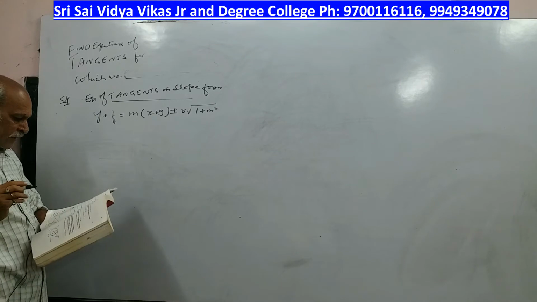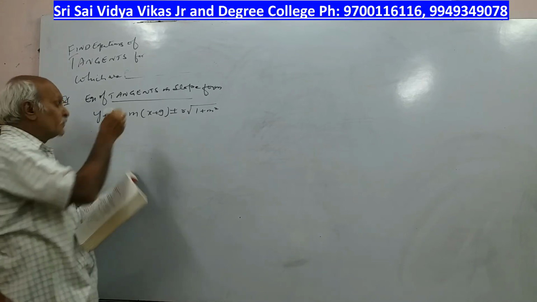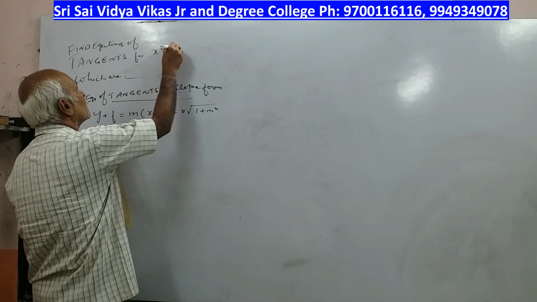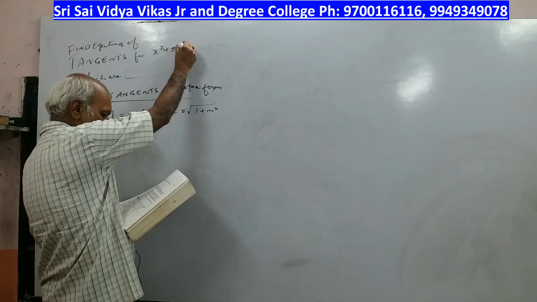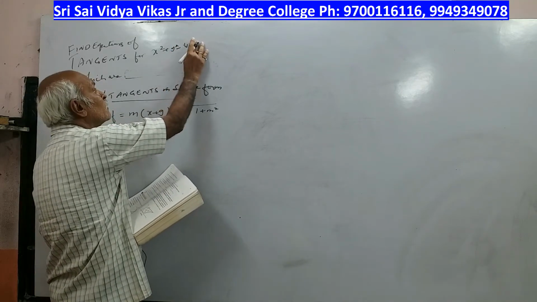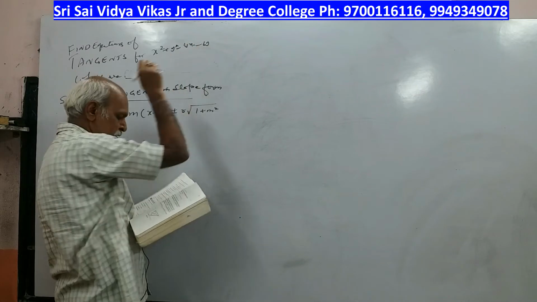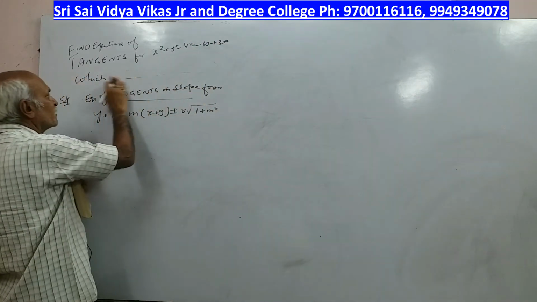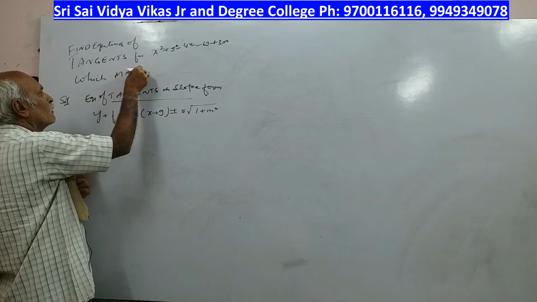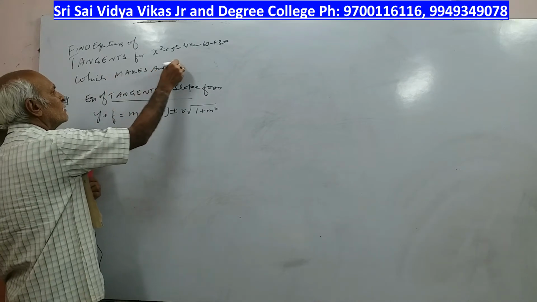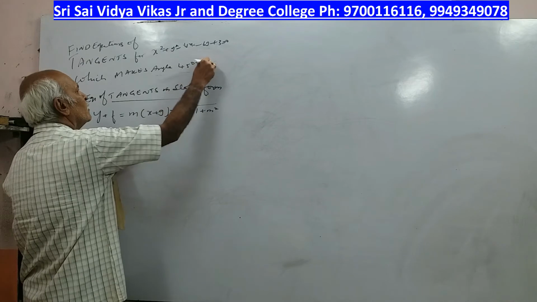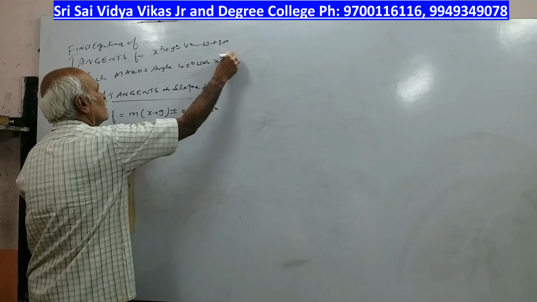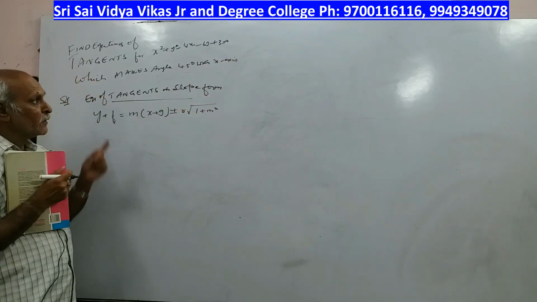Find the equation of the tangents to the circle x square plus y square minus 4x minus 6y plus 3 is equal to 0, which makes angle 45 degrees with x-axis. So first one is parallel, second one is perpendicular, now angle.